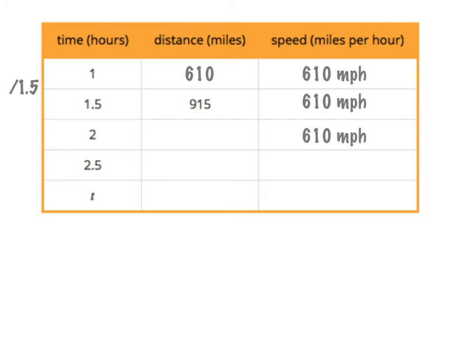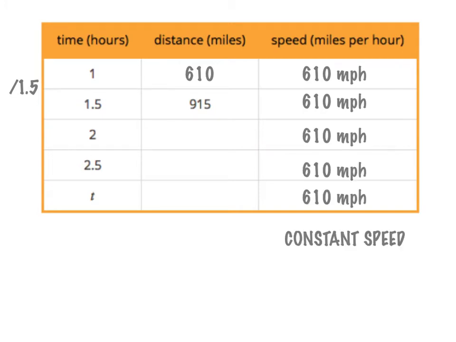So that means that every single amount of time is going to be at that speed of 610 miles per hour. So if we're going from 1 to 610, that's times 610. So I can do 2 times 610, which is 1,220 miles. I double my time, I'm going to double my distance. 2.5, I do times 610, and then generally, if I go t hours, and I'm traveling at the constant speed of 610 miles per hour, I would do t times 610 to figure out how far I've gone.